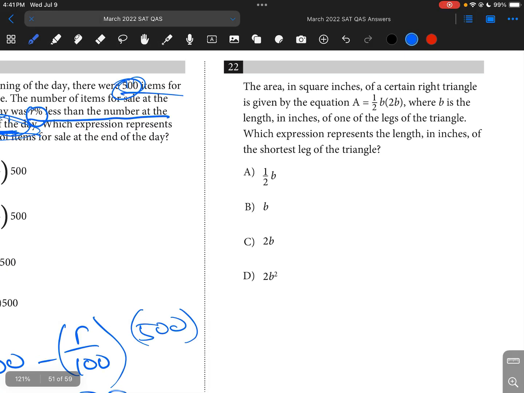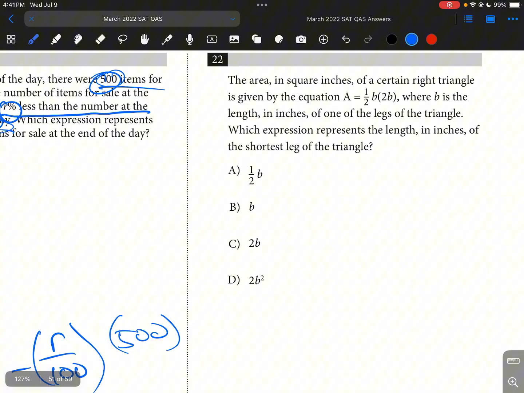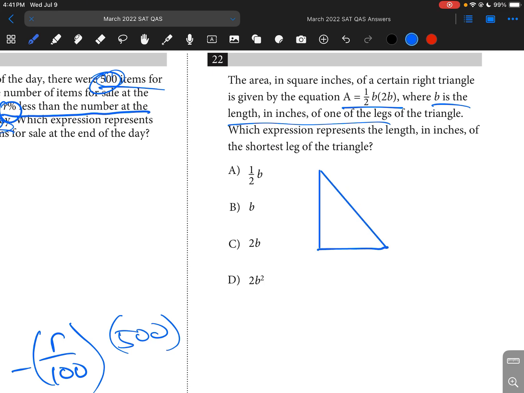Alright, 22. The area in square inches of a certain right triangle is given by the equation A equals 1/2 b times 2b. B is the length of one of the legs of the triangle. Okay, so let's draw out this triangle first. And it's saying that the area is 1/2 b times 2b. Now, you know the area of a triangle is usually 1/2 base times height. So this already tells you that the height right here is actually 2b.